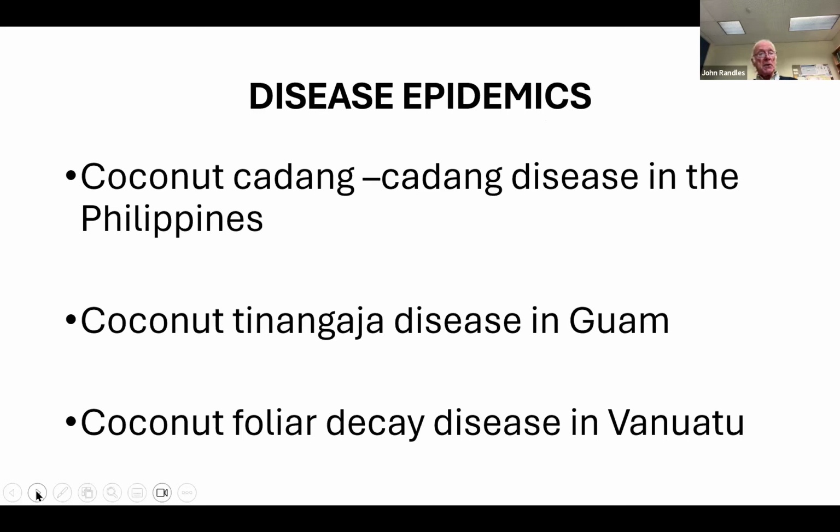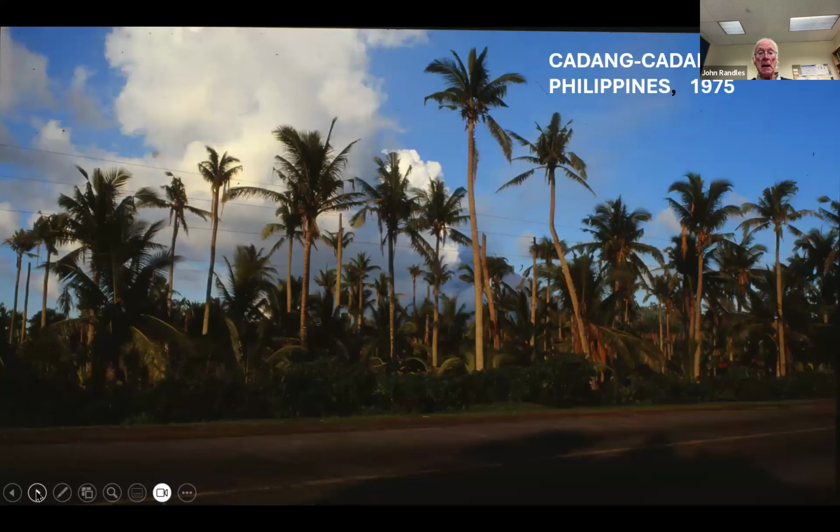the epidemics that I'm going to describe: the kadang-kadang epidemic was present in the Philippines. The first indication of disease was about 1917 on the island of Tobacco, on the plantation of two American ladies who noticed that the disease had moved through the plantation slowly, but it was lethal. Coconut tinangaja, I'll mention that as well, because that resulted in abandoning coconut production on the island of Guam. And then I'll show you some of the more recent information on coconut foliar decay disease in Vanuatu. Next, please.